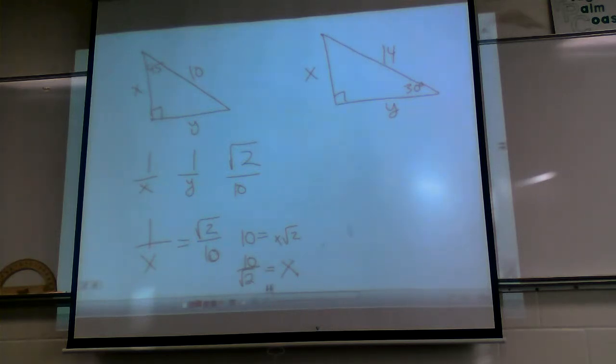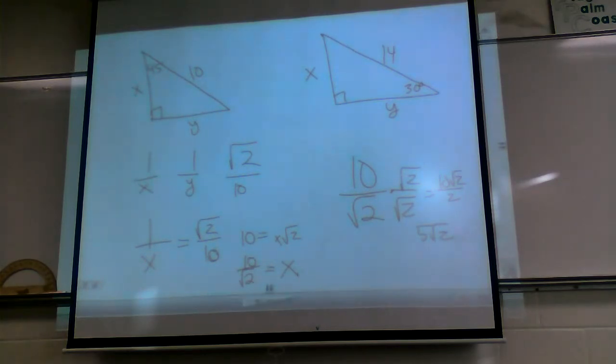If you actually fully simplified this number, you don't want a square root in the denominator. When you simplify it, if you've got a square root in the denominator, the way you get rid of it is you multiply the top and bottom by that square root, making it 10 square root of 2 over 2, which is 5 square root of 2.